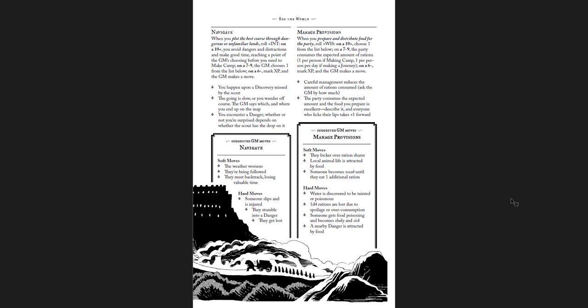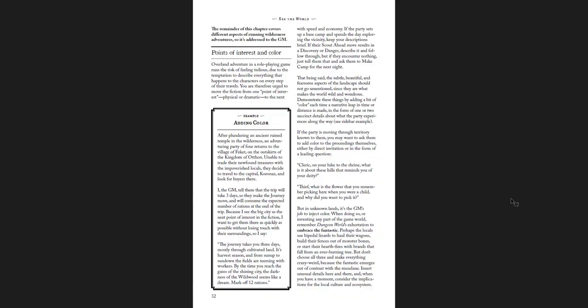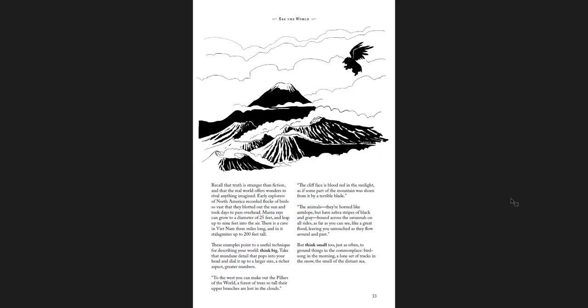Overland travel doesn't have to be boring. It can be interesting, and it can be sort of more of a process and a system. For example, Old School Essentials has an overworld traveling process that's pretty good. You could try both of these and see which one works out better and use the one you like. All right, how to add points of interest and color, adding color to your adventure and to making the description of the travel interesting there. There's great art in this book too.